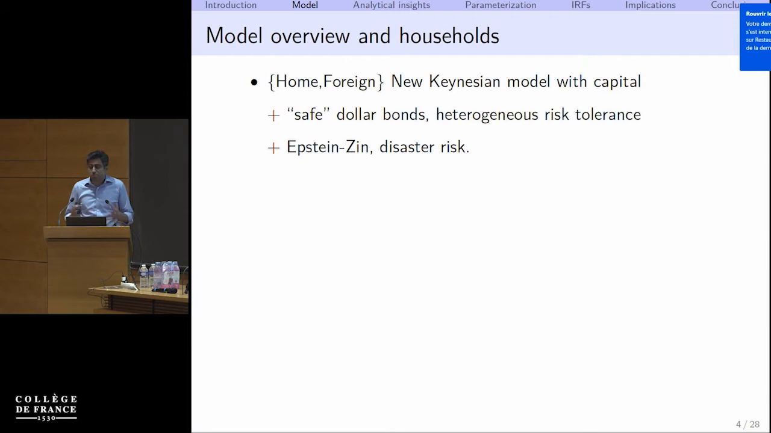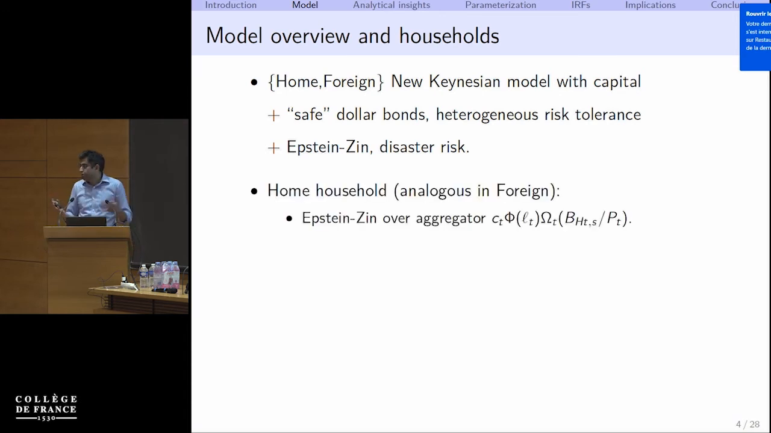To that workhorse model that we're all used to from international macro, we're going to add 2 essential ingredients: a notion of safe dollar bonds and heterogeneity in risk tolerance across countries. And then we're going to add a couple ingredients which are not essential to the main ideas, but are useful for quantification and to clarify mechanisms, namely Epstein-Zin preferences, which allow us to disentangle differences in risk aversion from the IES, and disaster risk, which helps us match moments regarding the equity premium globally.